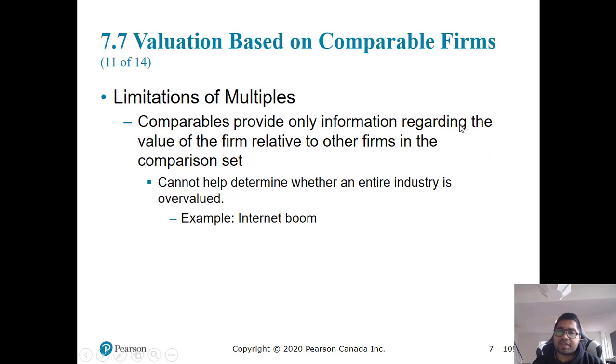Comparables provide only information regarding the value of a firm relative to other firms in the comparison set. They cannot help determine whether an industry is overvalued. For example, in the internet boom, most firms were overvalued in the time period 1999 to 2000.